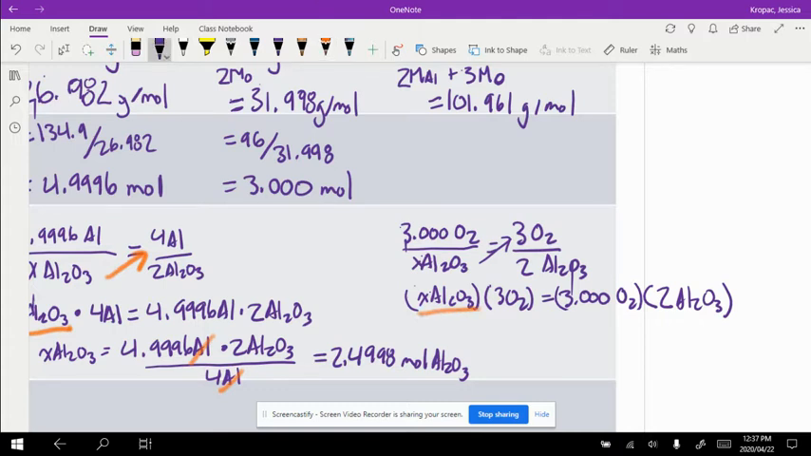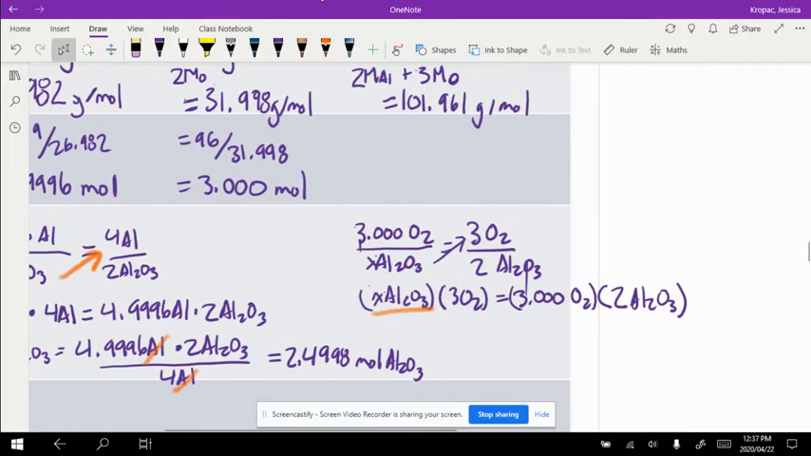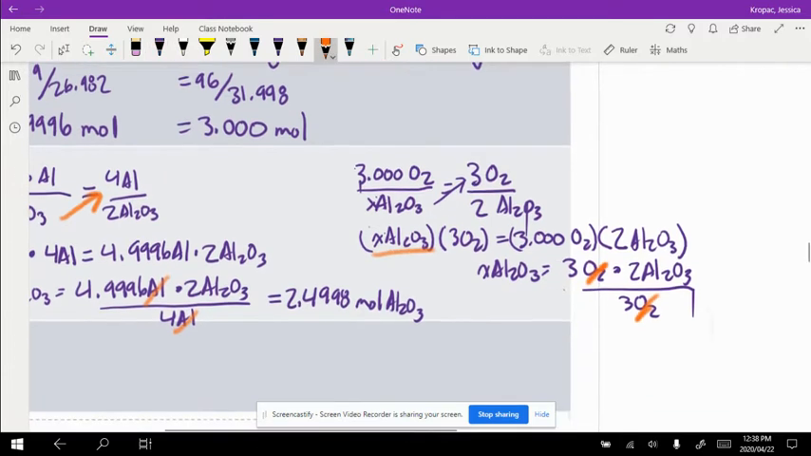To get X by itself, we're going to have to get rid of that 3O2 by dividing. So we're going to have 3O2 times 2Al2O3, divided all by 3O2. If I do this correctly, my O2s are going to cancel out, and that's going to leave me just with aluminum oxides. If I punch that into my calculator, 3 times 2 divided by 3, you're going to find I end up with a total of 2 moles of aluminum oxide.